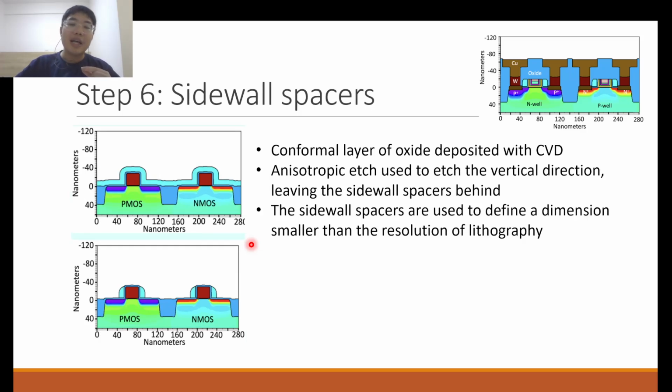Okay. Then next, we want to have sidewall spacers. Why sidewall spacers? Basically, how we do this is that we have a conformal layer of oxide deposited with chemical vapor deposition. Then we use an anisotropic etch to etch in the vertical direction. Anisotropy means different in different directions. So in the vertical direction, this etch is very effective, but it doesn't etch the horizontal surfaces. As a result, the material next to the temporary gate is preserved, and we call these sidewall spacers.